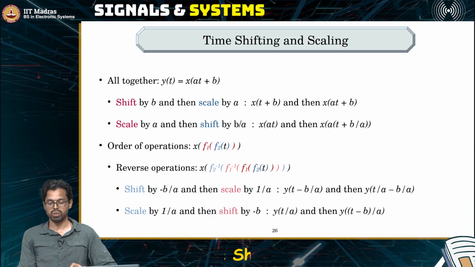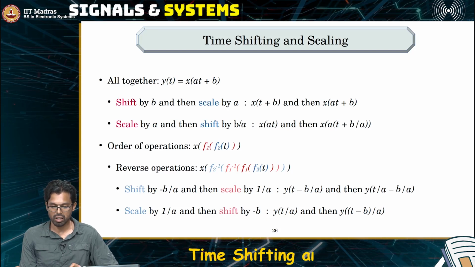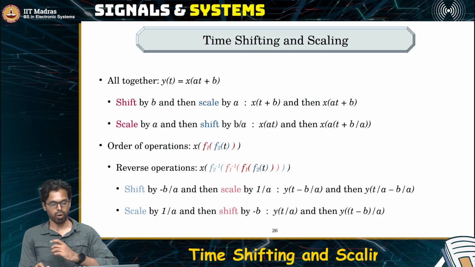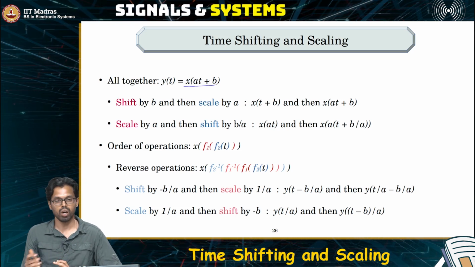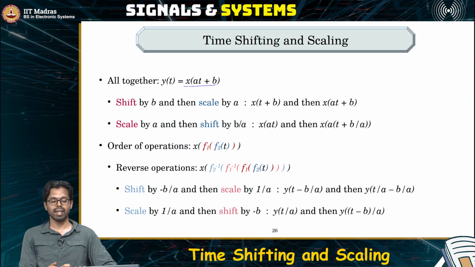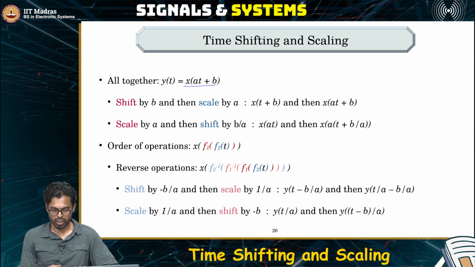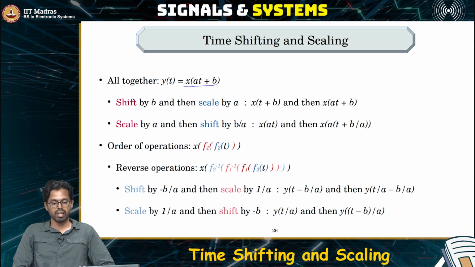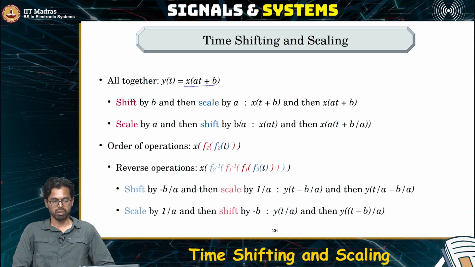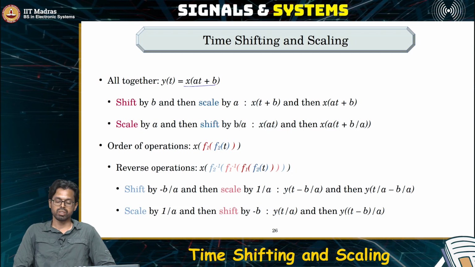But now we can also do time shifting and scaling together, right? So it is possible that you can shift the origin and then scale the signal about the origin. Both are possible. Now, what should be the order in which we should do this? Should we first do the shifting or should we first do the scaling?